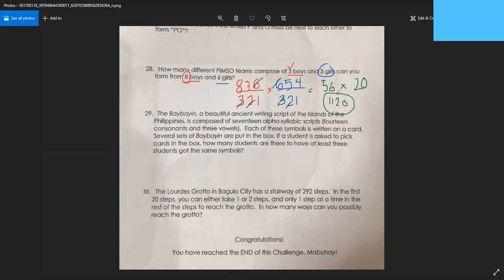Number 29, let's skip that one first now. Wait, can I copy this? Yeah.